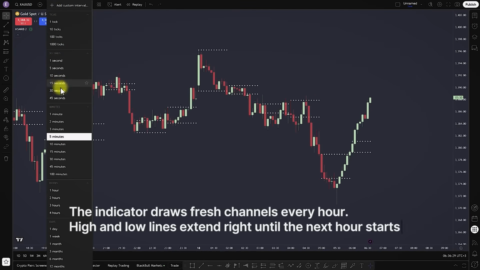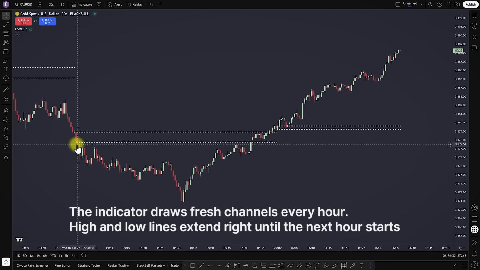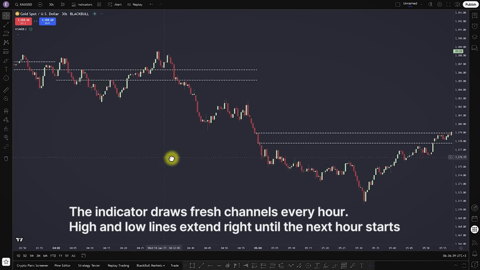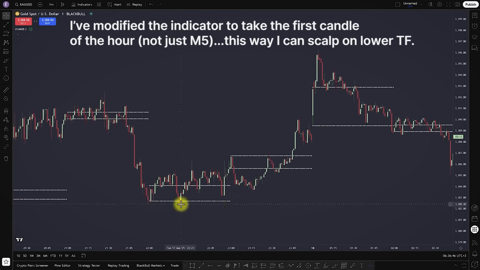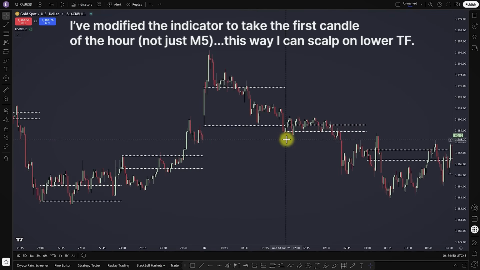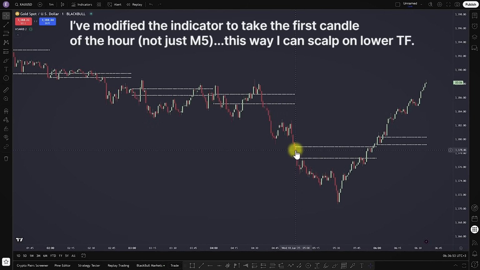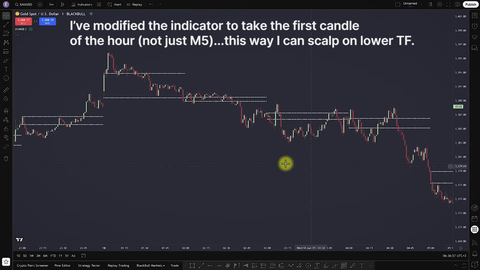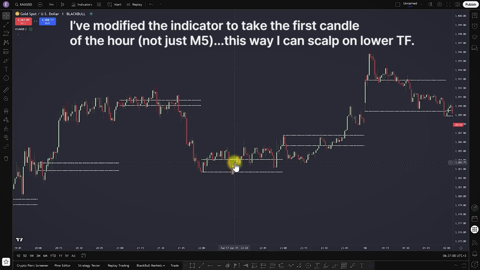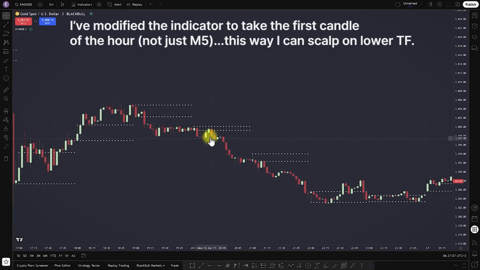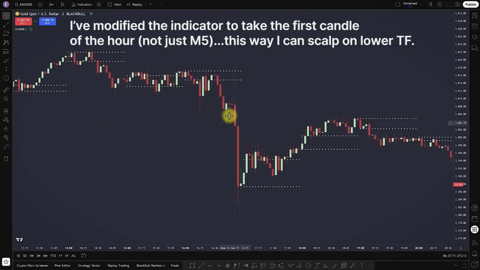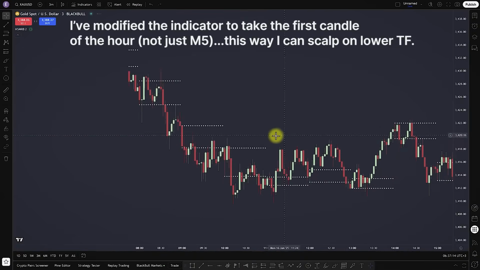The visual result is powerful. The indicator draws fresh boxes every hour. High and low lines extend right until the next hour starts. Then new lines appear. The chart stays organized automatically. Each hour gets its own range box. When price breaks out, I see it immediately. No manual drawing, no missing levels, just clean, objective ranges updating like clockwork.